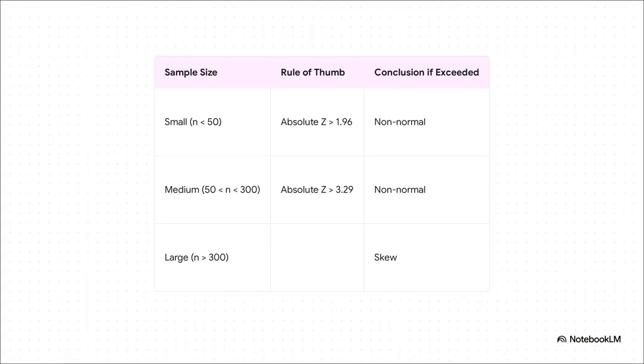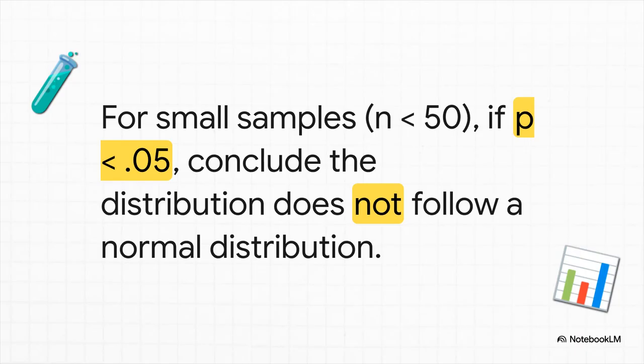So check this out. This slide gives us some awesome simple rules of thumb. The software you use will spit out something called a z-score for skewness and kurtosis. And based on how many people are in your study, you can use this chart as a quick cheat sheet to see if your data is straying too far from normal. And for a smaller group of people like our 30 students, there's another great tool called the Shapiro-Wilk test. All you need to know is this. If that test gives you a result, a p-value, that's super small, less than 0.05, that's a big red flag that your data probably isn't normal.